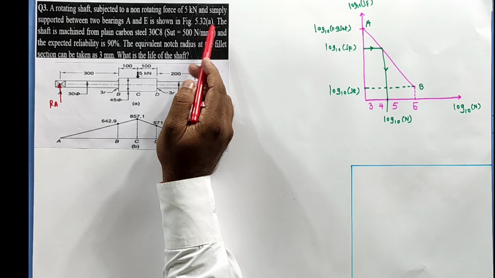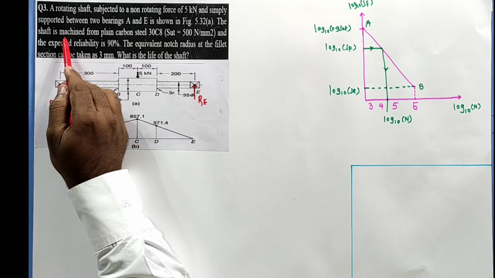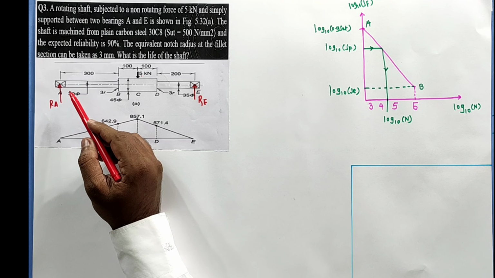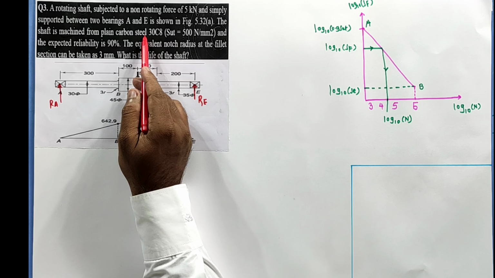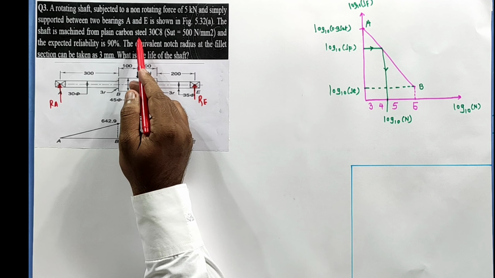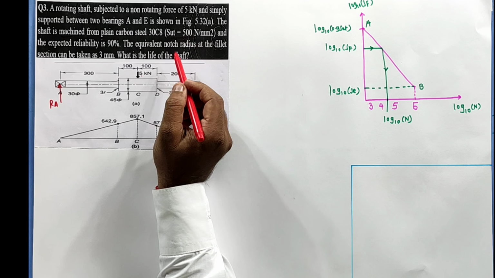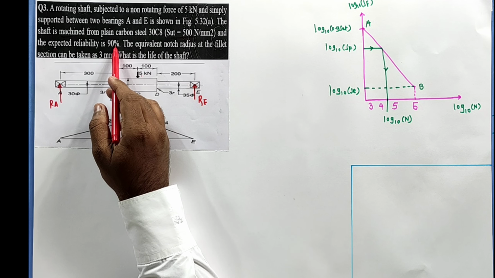Then, as shown in the figure, the shaft is machined. Why? Because this will help to calculate the application factor Ka with respect to the manufacturing process. It is made from plain carbon steel, so Se dash will be 0.5 times Sut, having ultimate tensile strength 500 Newton per mm square and expected reliability 90%.